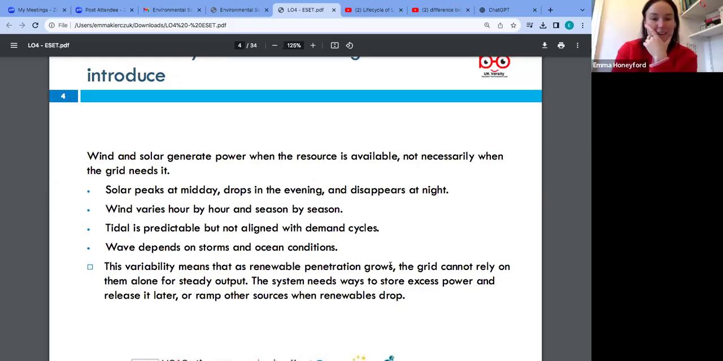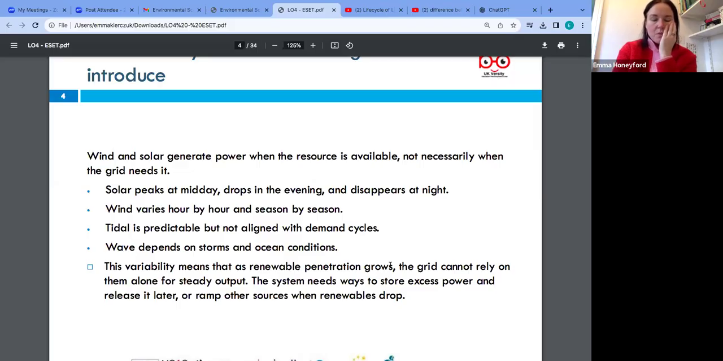Yeah. So tidal is a bit more predictable, but it's not aligned with demand cycles. Wave power depends on storms and ocean conditions. So with this variability and unpredictability of weather systems, as renewable penetration grows, the grid cannot rely on them alone for steady output.